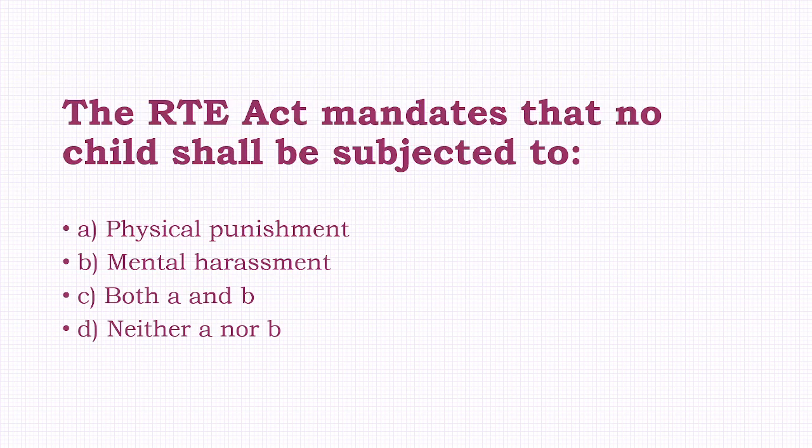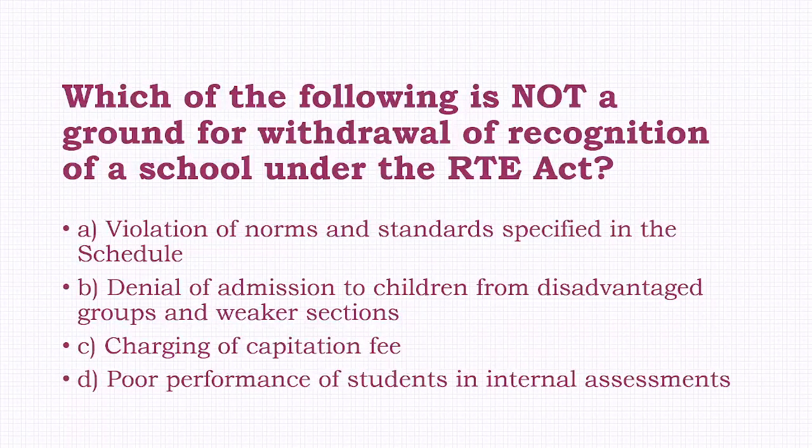The RTE Act mandates that no child shall be subjected to option: physical punishment, mental harassment, both A and B, neither A nor B. Answer of this question is option C, that is both A and B.